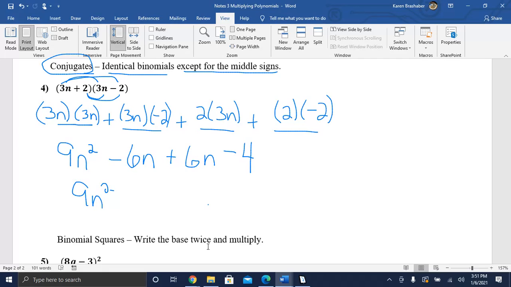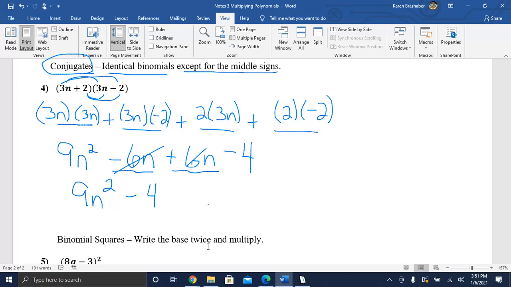Now, my middle terms, not only do they combine, but when they do combine, they actually cancel each other out. I have a negative 6n and a positive 6n. So they cancel out. I don't want to write it as 0n. I just want to cancel it. And I'll bring down minus 4. So when you multiply conjugates, which are the same exact binomial except the middle sign, the middle term will cancel out. So that's what happens with conjugates.